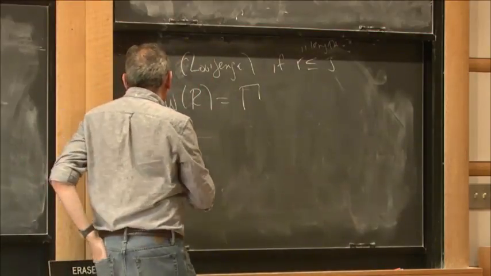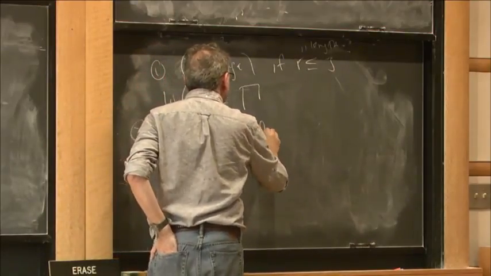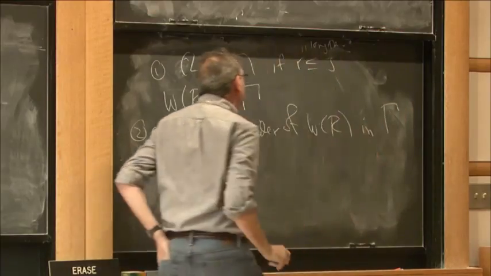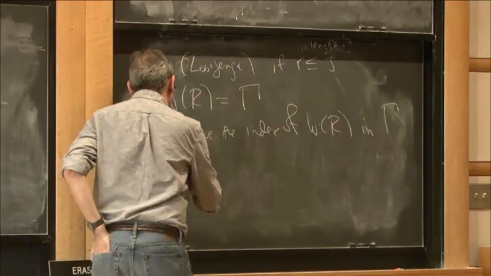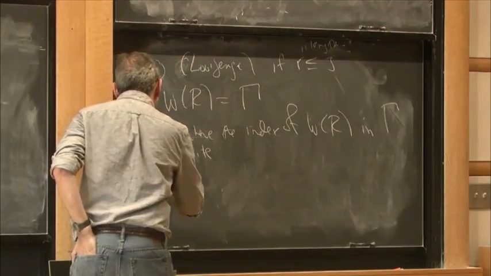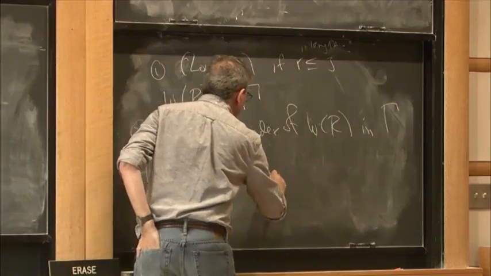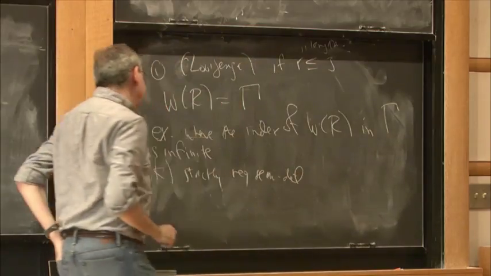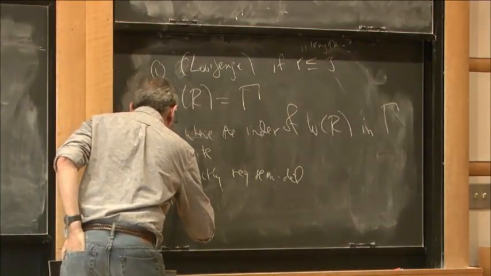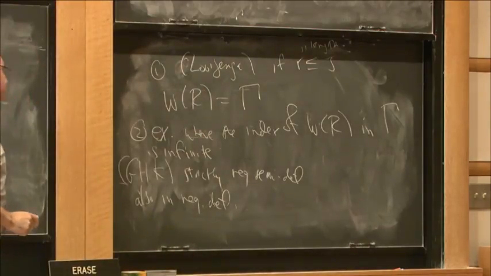Secondly, there are certainly examples where the index of W(R) in gamma is infinite. So in the strictly negative semi-definite case, these are given by Gross, Hacking, and Keel, but you can also give them in the negative definite case, which is the case that's interesting for singularities.